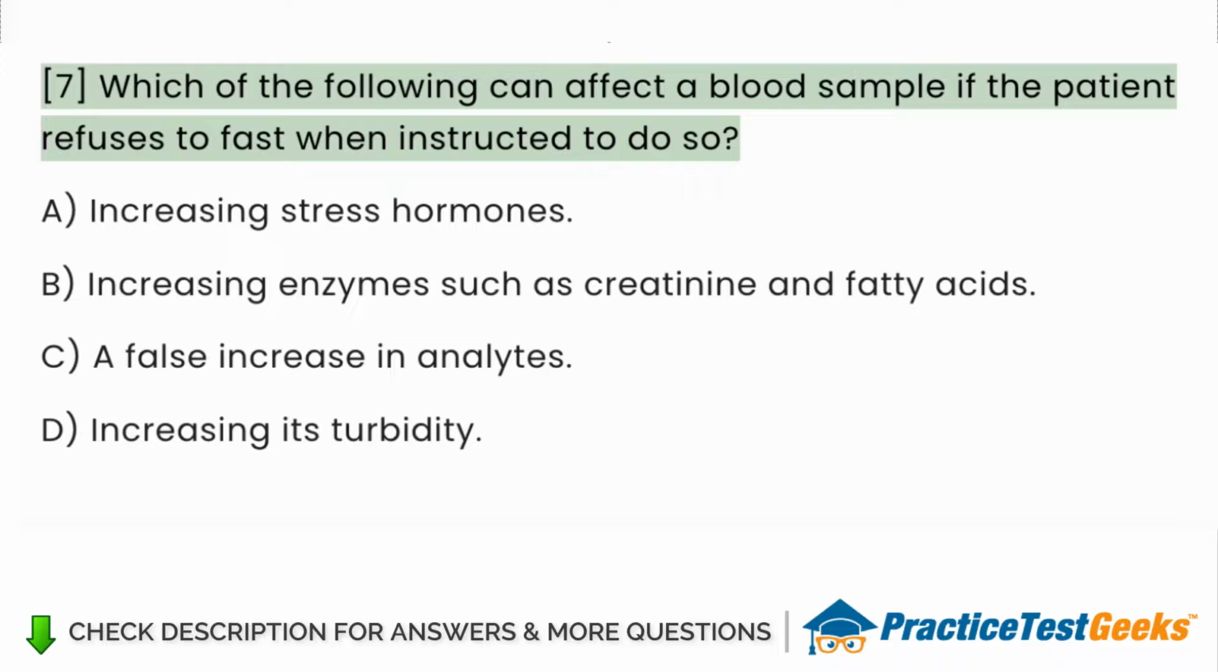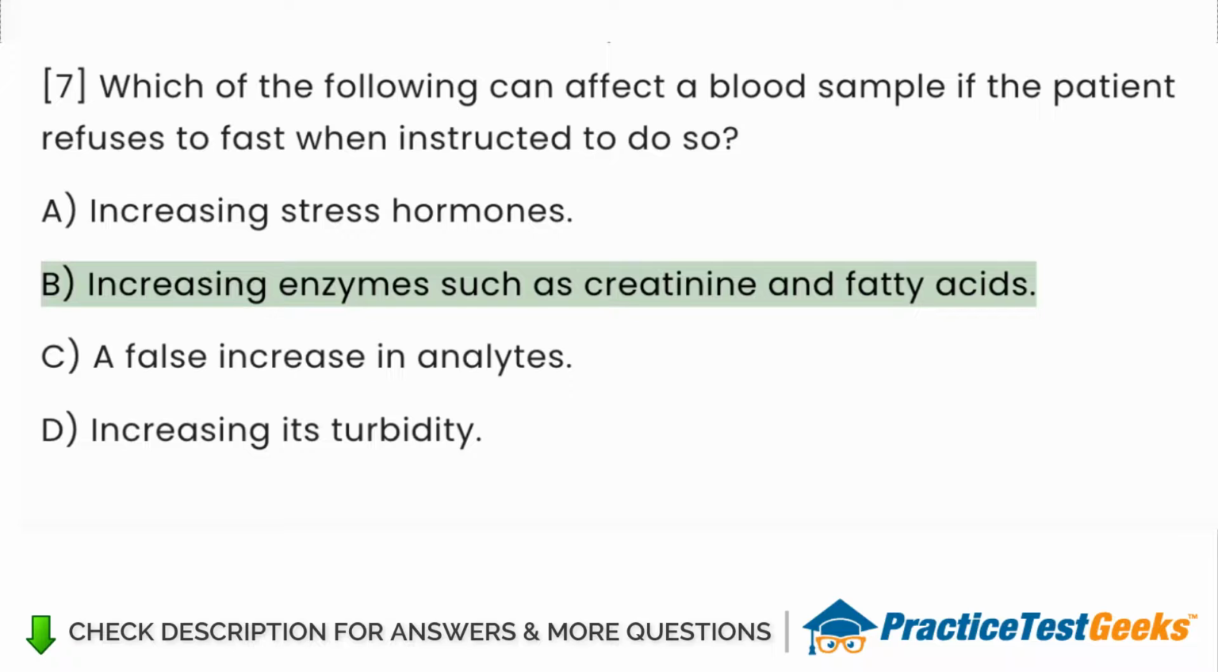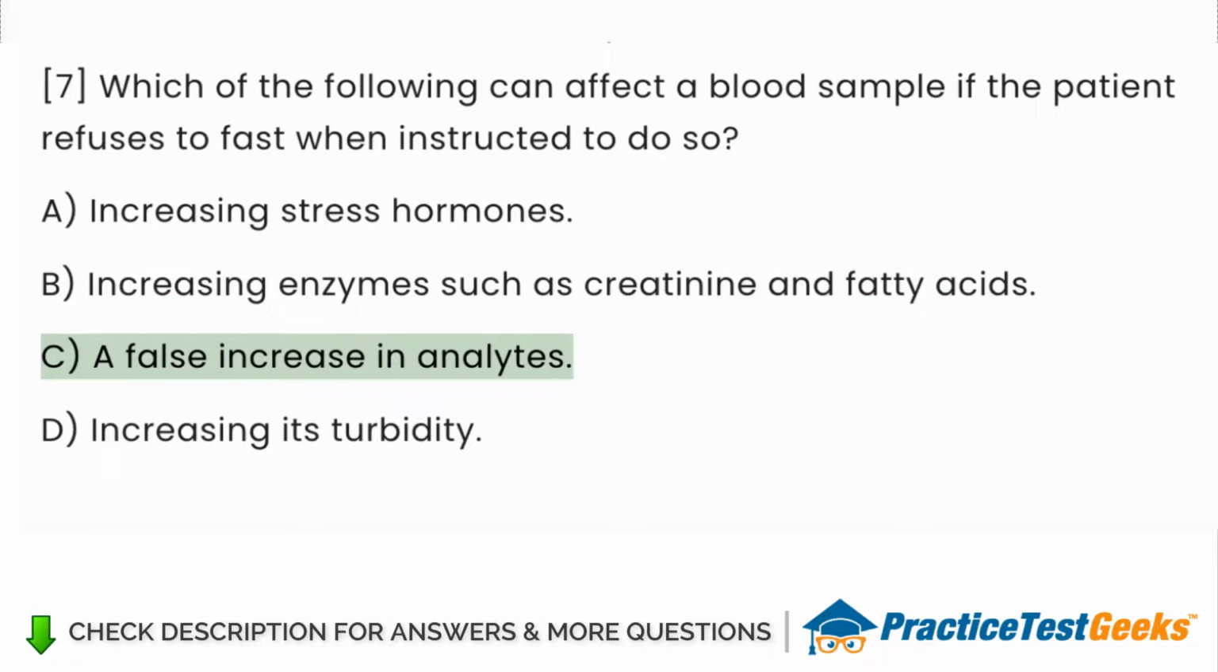Which of the following can affect a blood sample if the patient refuses to fast when instructed to do so? A. Increasing stress hormones. B. Increasing enzymes such as creatinine and fatty acids. C. A false increase in analytes. D. Increasing its turbidity.